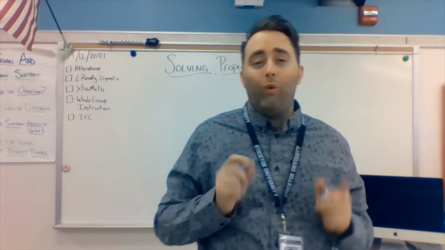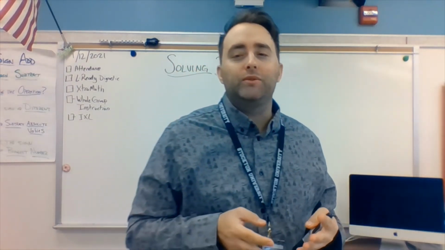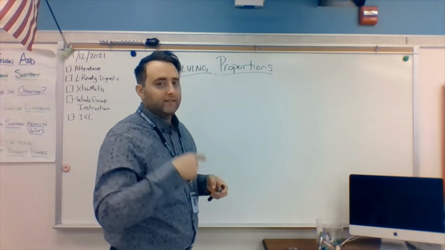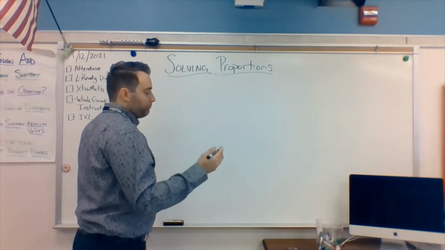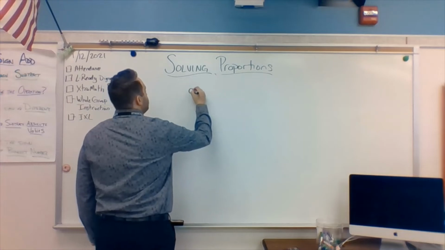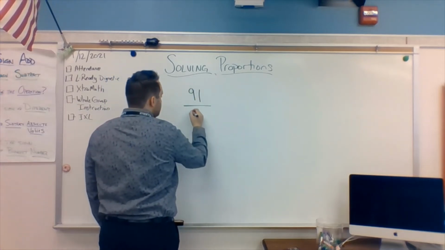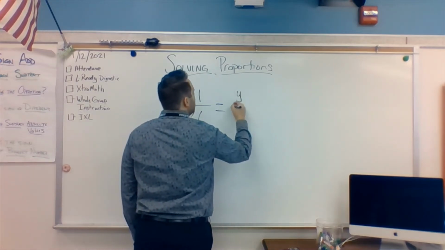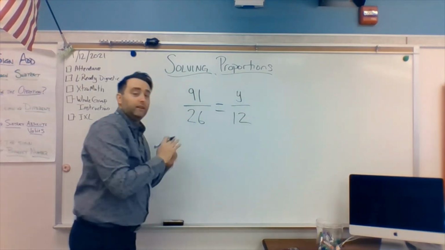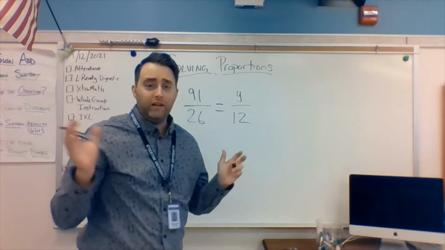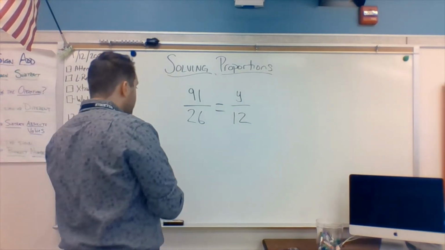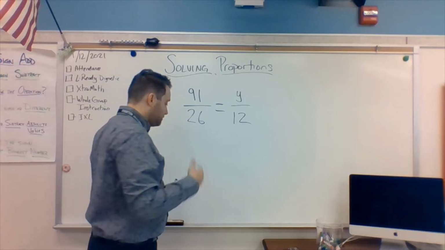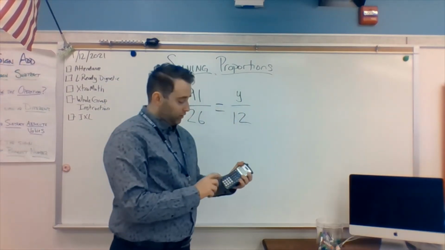I'm just going to do one more example problem where I'm going to have to use a calculator. It's not going to be very simple. All right, so big problem, big numbers. I have 91 over 26 is equal to y over 12. Okay? These are big numbers now. I don't have a clue what they could be. 12 times something will equal 26, but it's not an even number, okay? So I have to use my calculator.